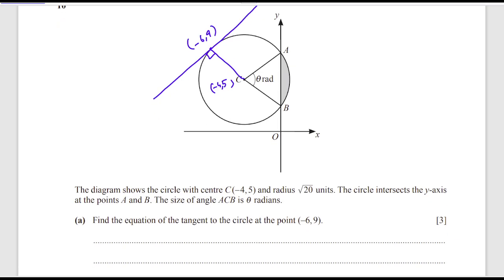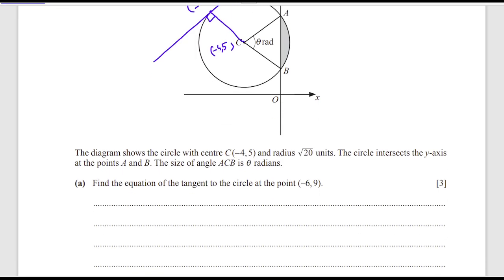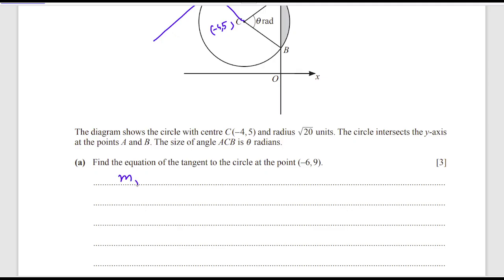So as previously we discussed, for the equation of a line we need its gradient and a point. The tangent is passing through the point (-6, 9). We need the gradient of the tangent to write its equation. Since the radius is perpendicular to the tangent, the gradient of the tangent is the negative reciprocal of the gradient of the radius. So we will find the gradient of the radius by using (y2 minus y1) over (x2 minus x1).